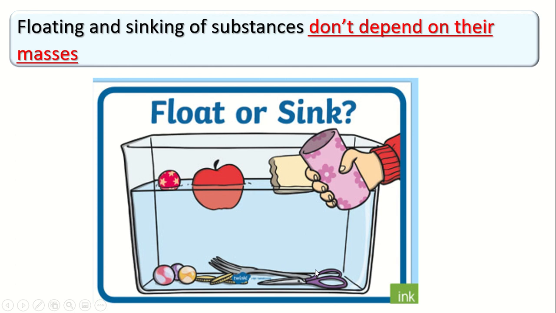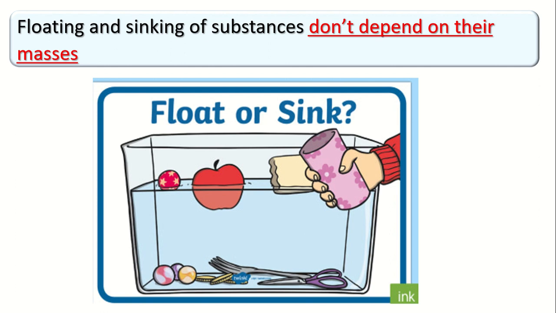Okay, do floating and sinking depend on mass? No, it doesn't depend on mass. As you can see here in this picture, we have an apple and a coin. The coin has a lighter mass than the apple, and the apple has more mass than the coin, but the apple is floating and the coin is sinking. So why? Because floating and sinking don't depend on the mass, but on the type of materials.